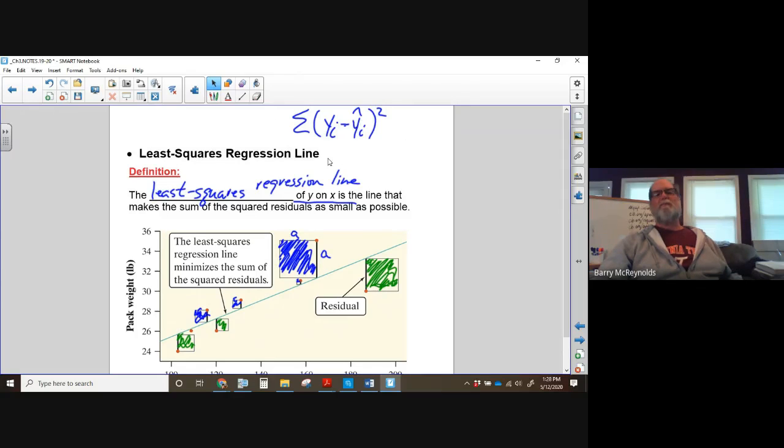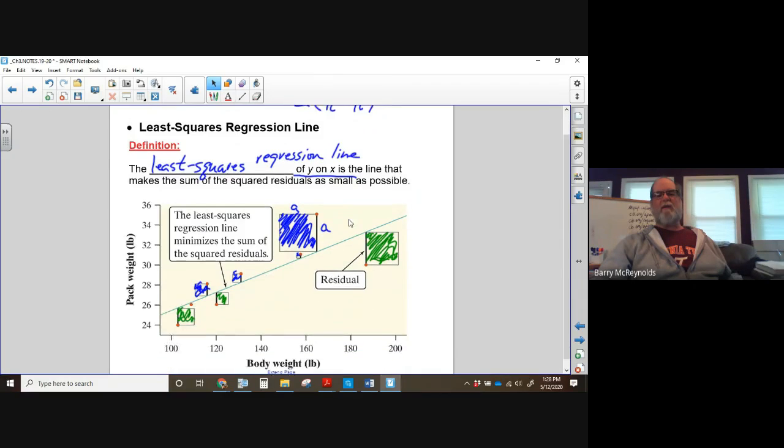But you won't have to worry about performing that calculation manually. What's important is that we go through and understand how to do it and how to interpret it from the calculator. So the residual is the straight line distance between the actual or observed value and the value predicted by y hat, the prediction line.